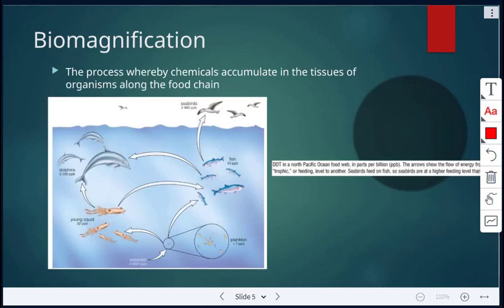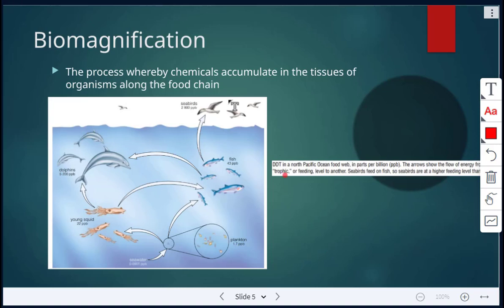All right, so next we're talking about biomagnification. The process whereby chemicals accumulate in the tissues of organisms along the food chain. In this example, we're looking at DDT in a North Pacific Ocean food web, and it's in ppb, which is parts per billion. So you'll see ppb everywhere here, and that stands for parts per billion. The arrows are showing the flow of energy always towards the species that is feeding on the other species.